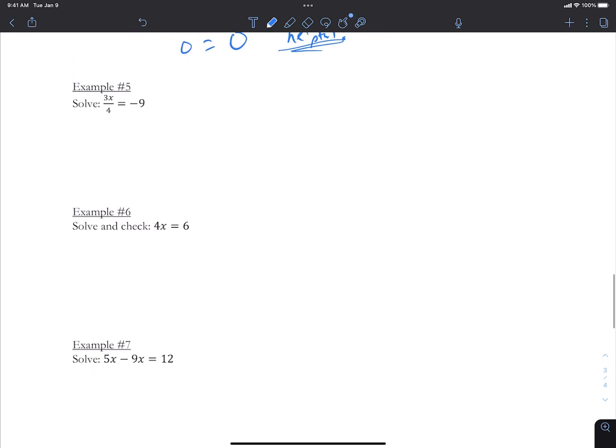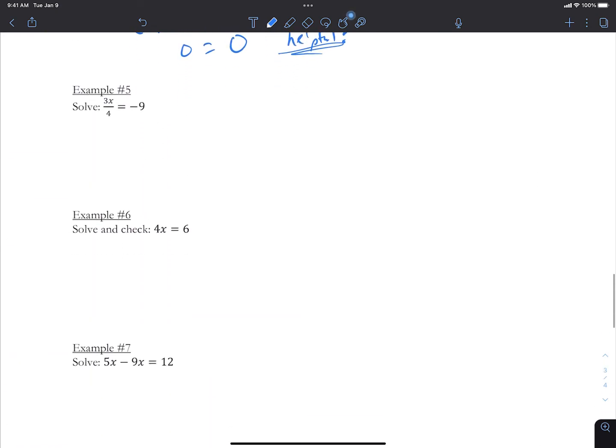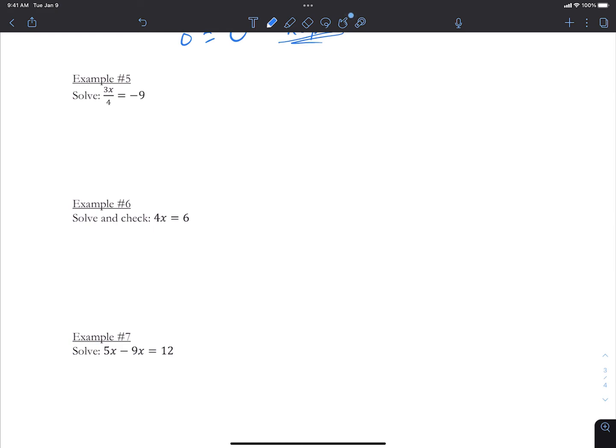Now I just have three examples left here. So example 5, we look at solving 3x over 4 equals -9. So hopefully you can rewrite this as 3/4 x equals -9. In other words, 3x over 4 is the same thing as 3/4 times x over 1.